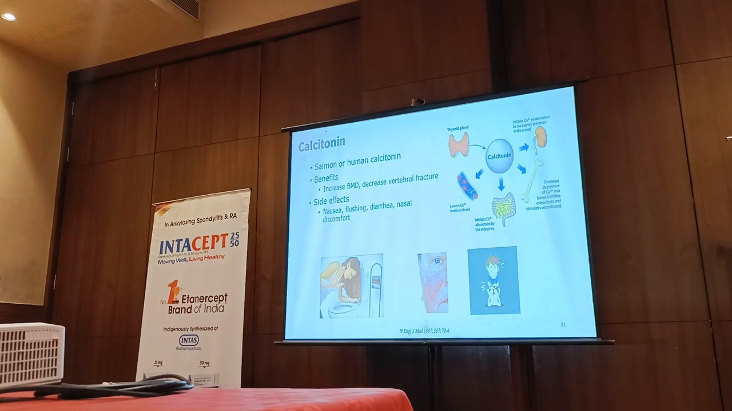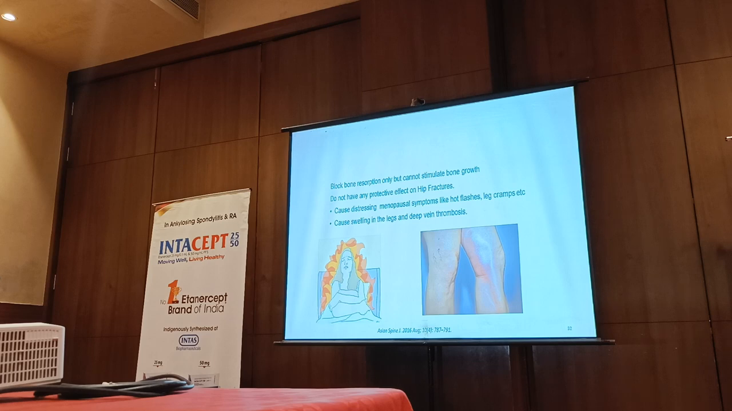Now, calcitonin. Calcitonin is not a much recommended drug but is used in menopausal osteoporosis. It blocks bone resorption but cannot stimulate bone growth. It does not have any protective role on hip fracture. It causes distressing menopausal symptoms like hot flashes and leg cramps, swelling in the legs and deep vein thrombosis. These are the adverse effects. That is why calcitonin is no more recommended as an osteoporosis drug.